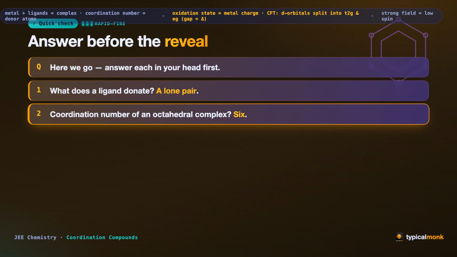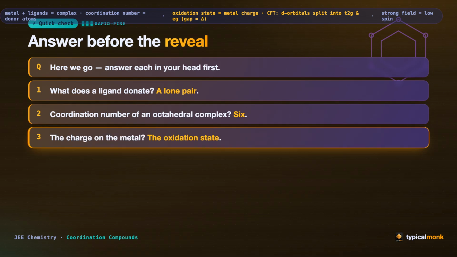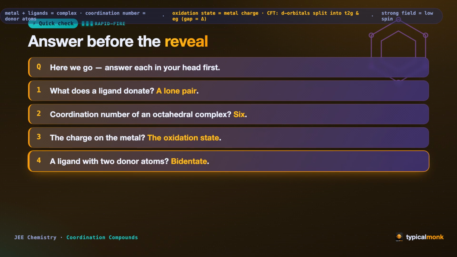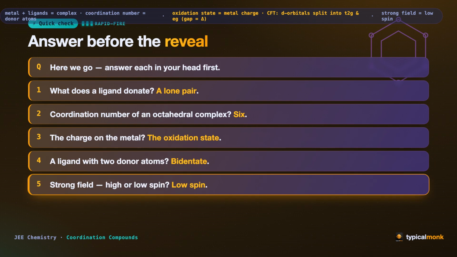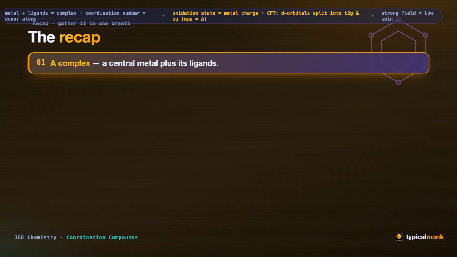The coordination number of an octahedral complex? Question 3. The charge on the metal? The oxidation state. Question 4. A ligand with two donor atoms? Bidentate. And question 5. A strong field, high or low spin? Low spin.